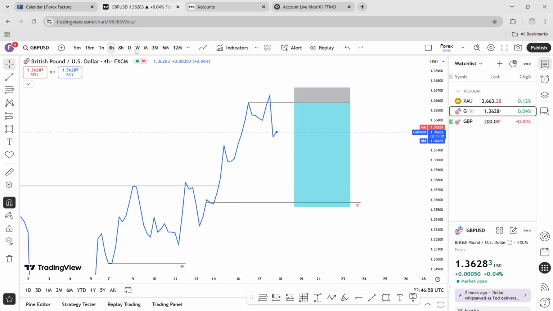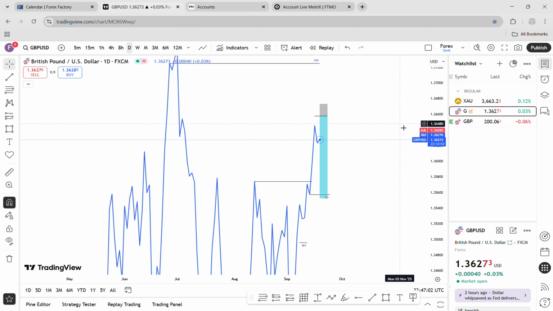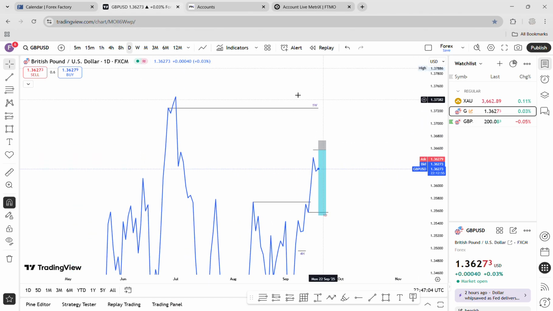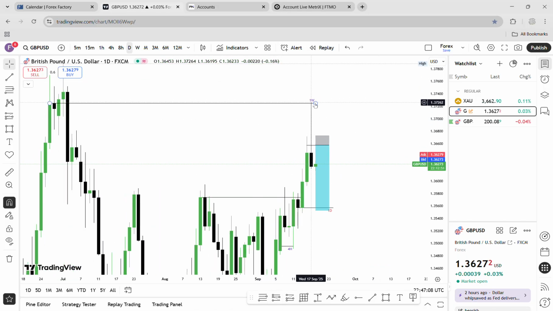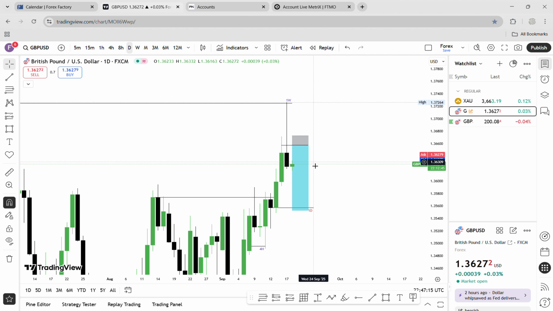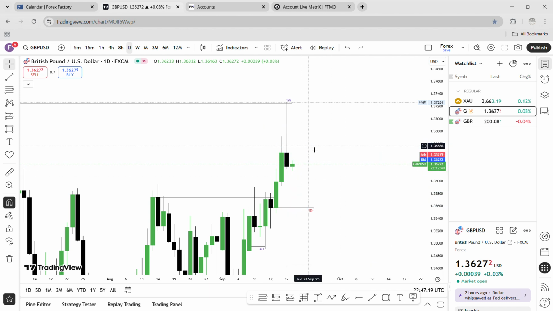GBP USD. You see, because of news, it went all the way here, and now we are pulling down. So now, let me see. This is the daily time frame. Let me just take this one out.